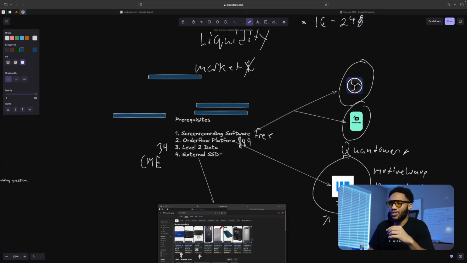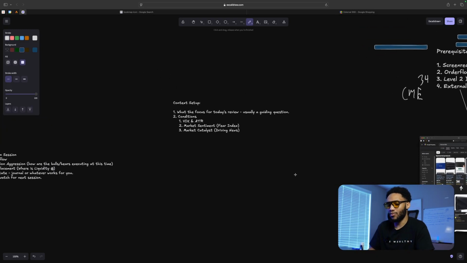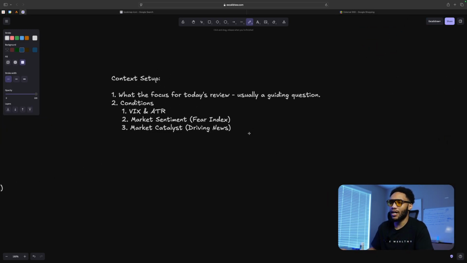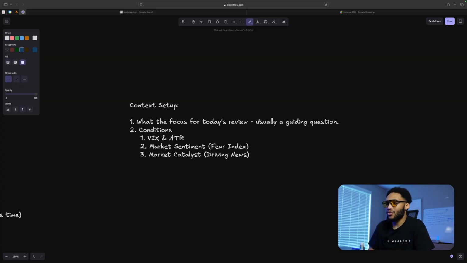And last but not least, you'll just save what you're recording on your screen recording software to your external hard drive. That's pretty much it. So now let's get into the context setup, or what I call how you start your film review. We're going to go into a live demonstration, but usually the first thing you want to ask yourself is mainly 2 questions.